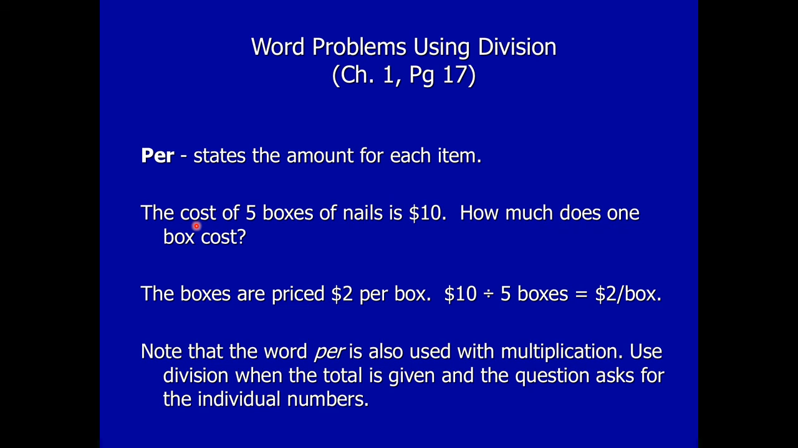In the division problem, you will be given the total, and you have to find the individual, because you are given the price for the 5 boxes, which is the total, but you are looking for only the price of 1 box, meaning the cost of 1 box. And you do the division, 10 by 5, you will get $2 per box, and that's the price. Okay?